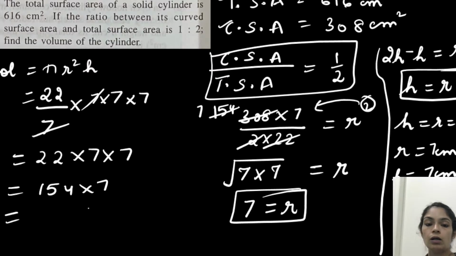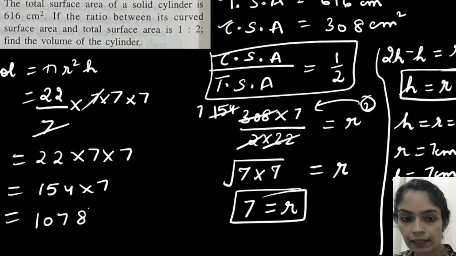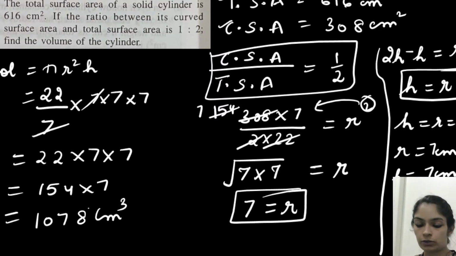So what is the answer? 154 into 7. R.K. Puneet has given the answer. Is it correct? 1078 centimeter cube. Very good, you have written the unit also.